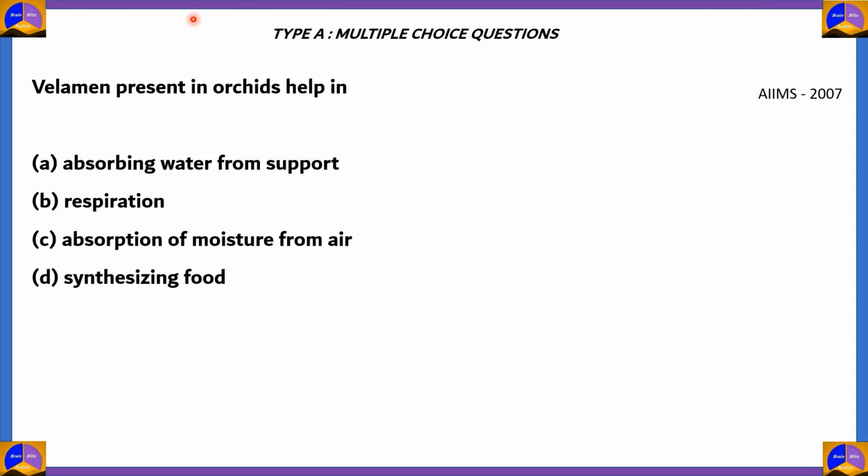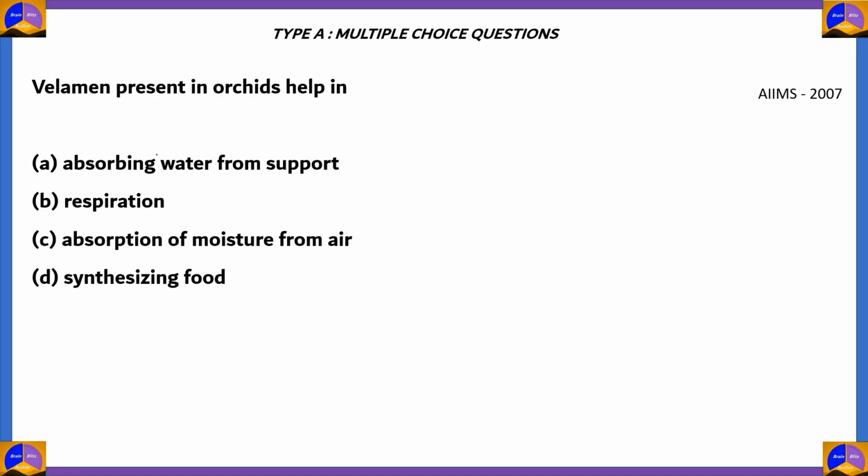This is our first question. Velamen present in orchids help in A. Absorbing water from support, B. Respiration, C. Absorption of moisture from the air, and D. Synthesizing food. Let's look at each of our options one by one.